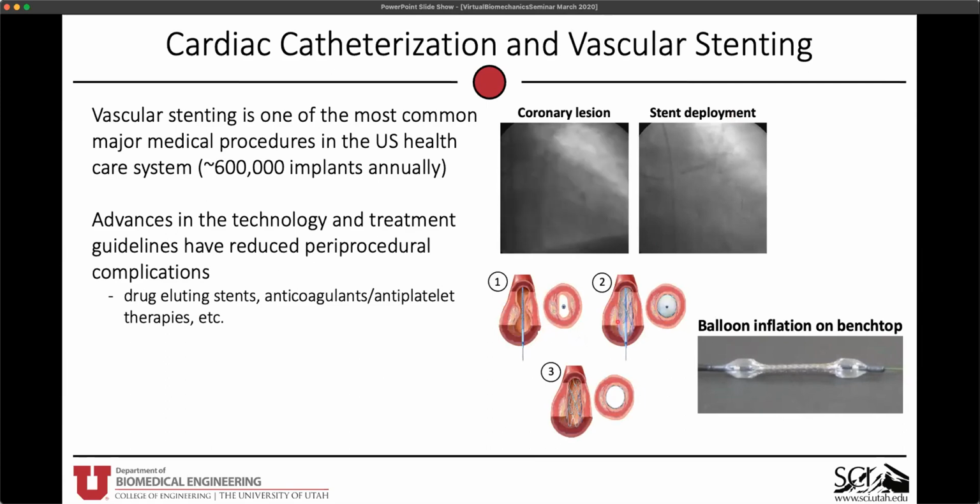So this little 1, 2, 3 step system describes that process. A catheter is wired up to the intervening region. A balloon is deployed essentially to expand that stent. That balloon is deflated, the catheter retracted to leave that metallic structure in place. And you see I have a nice little image there of balloon inflation just on a simple bench top. Now, after that balloon is deflated and removed, a follow-up angiogram is performed.